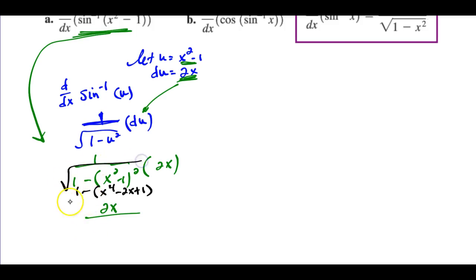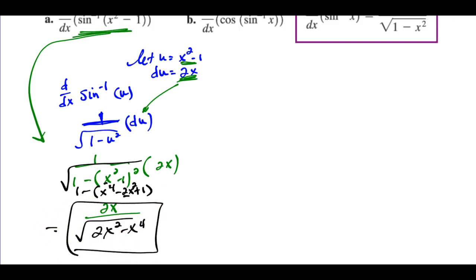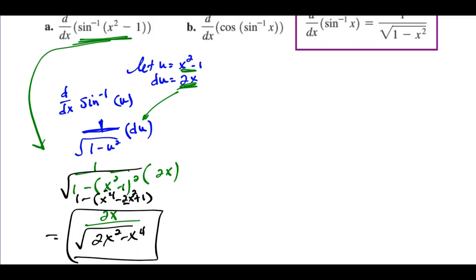Of course, we still have this under a radical. So it's the square root of, let's see, I think that's a square. So it's square the first, twice the product. The product of x squared and negative 1 is, so I think that's going to become a positive 2x squared minus x to the fourth, and the ones will drop away. Final answer.